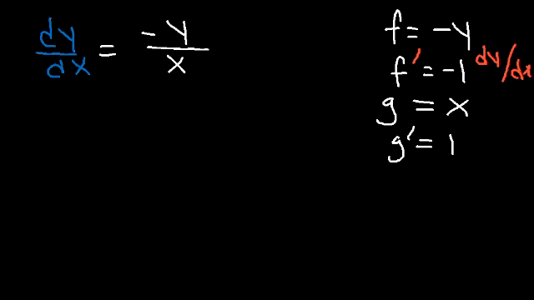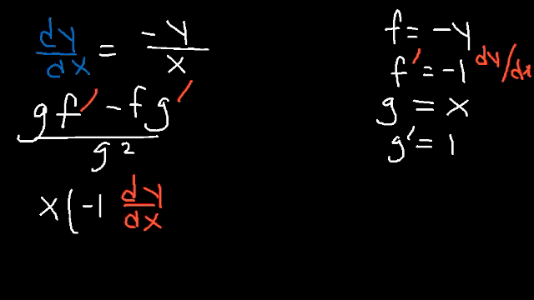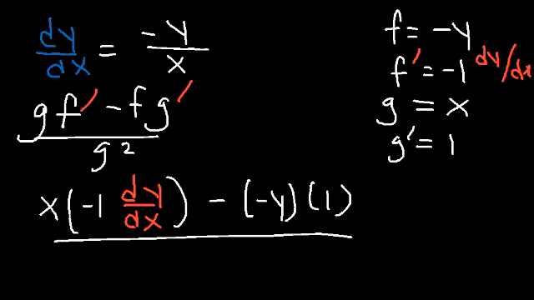So now we need to use the quotient rule formula, so it's going to be g f prime minus f g prime over g squared. So g is x, f prime is negative 1 dy/dx, minus f, which is negative y, and g prime is 1, divided by g squared, which is x squared.